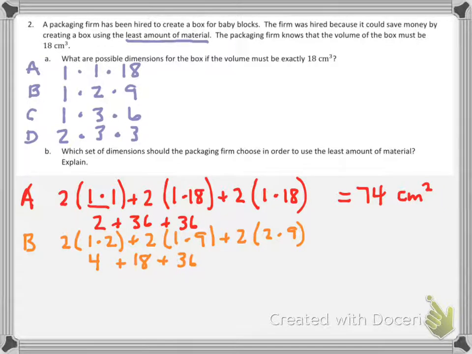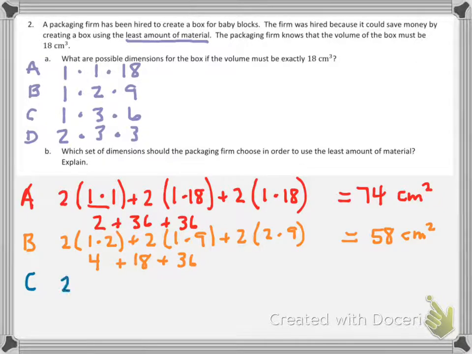So 36 and 18, that's 54, plus another 4 is 58. So this would be 58 centimeters squared. That's a little better. It's using less material. Okay, C. Let's try C here.